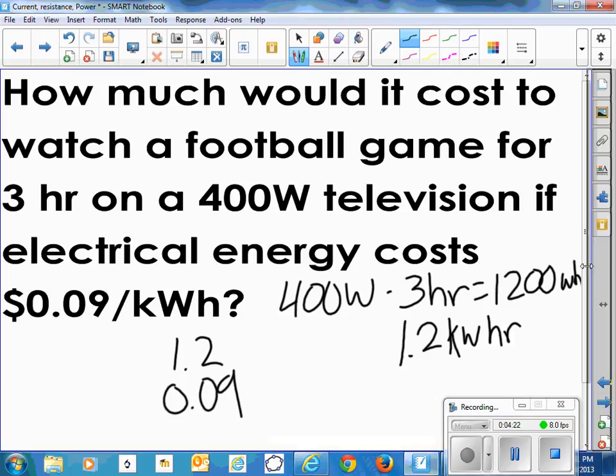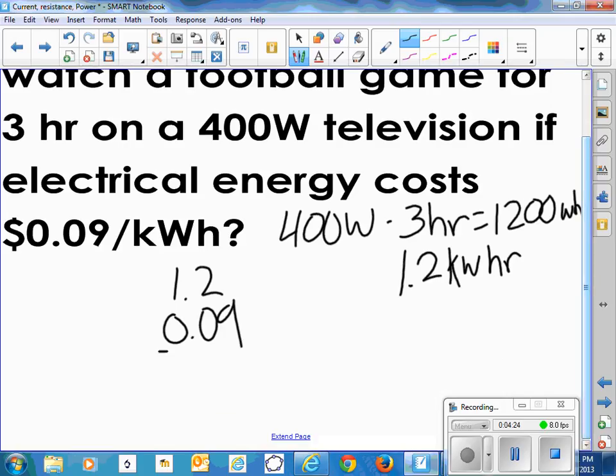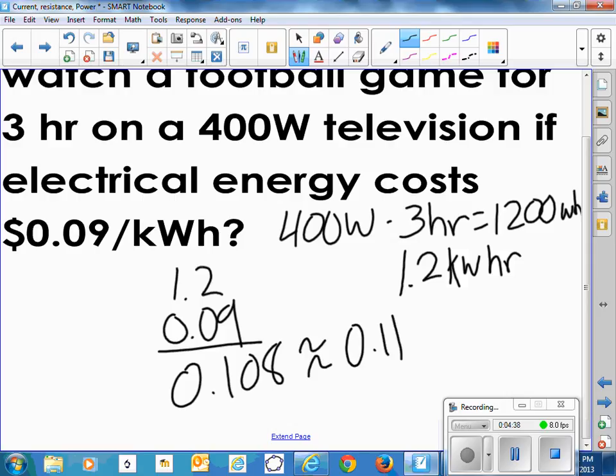That equals almost 11 cents. 0.108. So that's about $0.11, 11 cents.